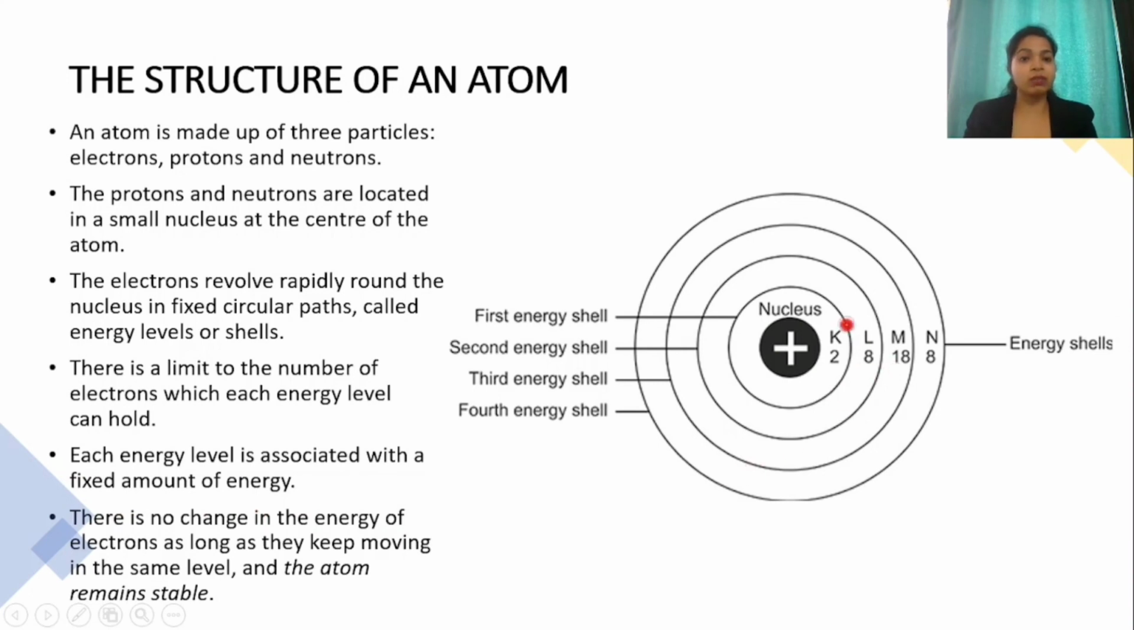Next, we have that each energy level is associated with a fixed amount of energy. That means if we are talking about K shell, the amount of energy in K shell for the electrons is different from that of the electrons in L shell. And there is no change in the energy of electrons as long as they keep moving in the same level. That means if we have electrons which are revolving in K shell, their energy will be constant and it will not change. And this makes the atom stable.